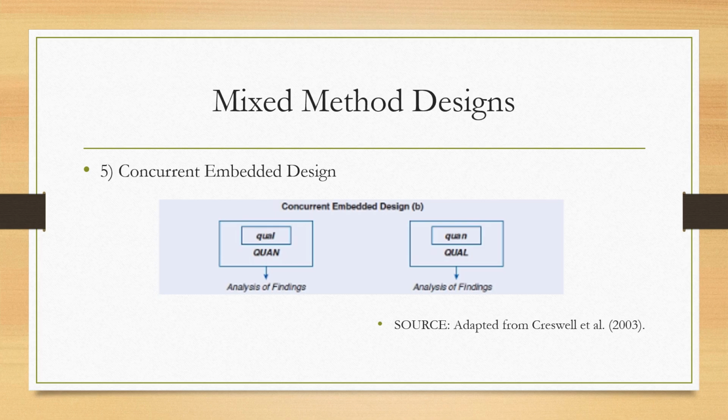Next will be concurrent embedded design. This type of research is beneficial in that it provides the researcher with qualitative and quantitative data simultaneously. The concurrent embedded method has a primary method that guides the research and a secondary method designed to support the first. Only one data collection phase is used, during which a predominant method embeds the other less priority method. During analysis, the data collected from the two methods is mixed.